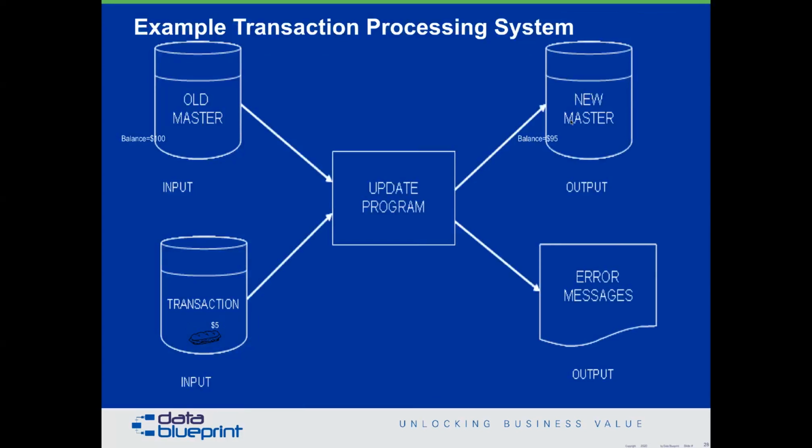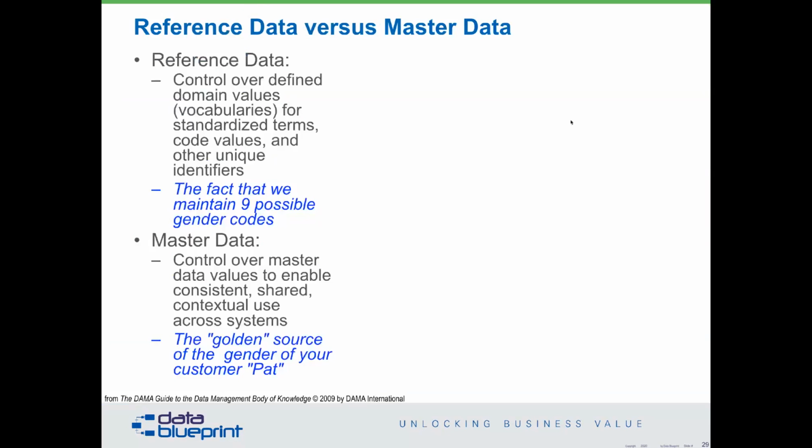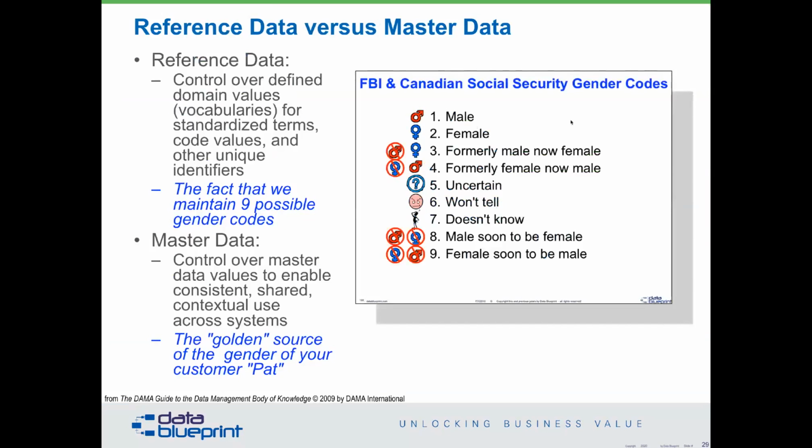Something needs to be updated. In this case, my balance might need to be updated. My address might need to be updated, or depending on what's going on, perhaps even gender might need to be updated. Now, did this work for a Canadian company?